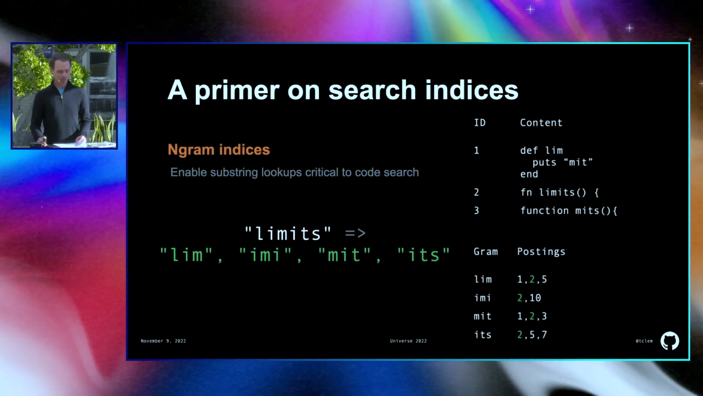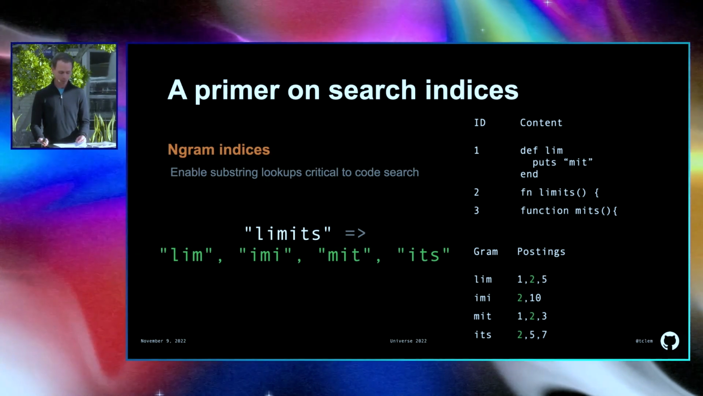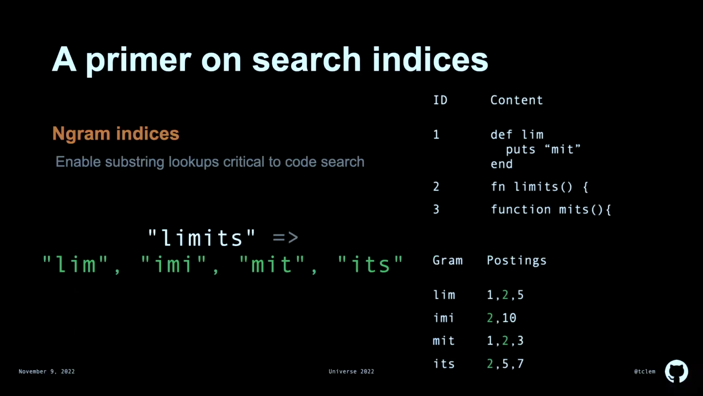An n-gram index is a special type of inverted index that's well suited for looking up substrings in content. In this example, for the key LIM, we find millions of documents, again represented as lists of integer IDs, where the characters L, I, and M appear in that exact sequence. Intersecting the results of multiple lookups gives us the list of documents where the string "limits" appears. With a trigram index, you need 4 lookups: LIM, IMI, MIT, and ITS in order to fulfill this query.